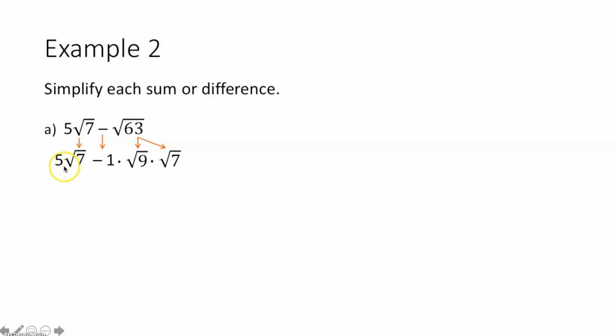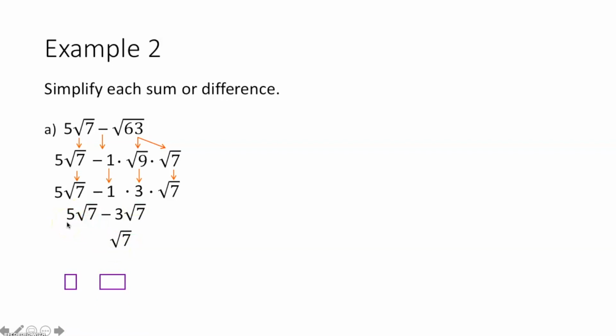Now what we can do is simplify this. 5 rad 7 stays 5 rad 7. This negative 1 right here stays negative 1. The rad 9 we know turns into 3 because the square root of 9 is 3. And then rad 7 we said can't break up any further, so it just stays rad 7. Now we simplify this. We have 5 rad 7, and then over here negative 1 times 3 is negative 3 rad 7. So now do we have like radicals? Yes, we do. So we keep that radical and then we combine the coefficients. So what's 5 minus 3? That's 2. So our final answer is 2 rad 7.